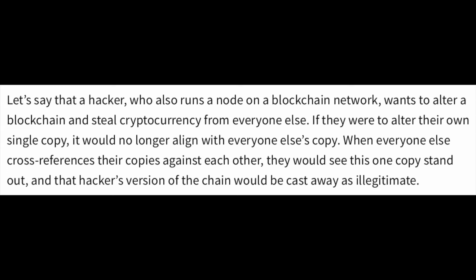If they were to alter their own single copy, it would no longer align with everyone else's copy. When everyone else cross-references their copies against each other, they would see that one copy stands out and that hacker's version of the chain would be cast away as illegitimate. The reason is that there are multiple networks throughout the world instead of one central network. So when one network checks in with all the other ones, they would see, oh, this network doesn't match up with the other networks. And they would find that wallet, find that person, and erase that transaction.